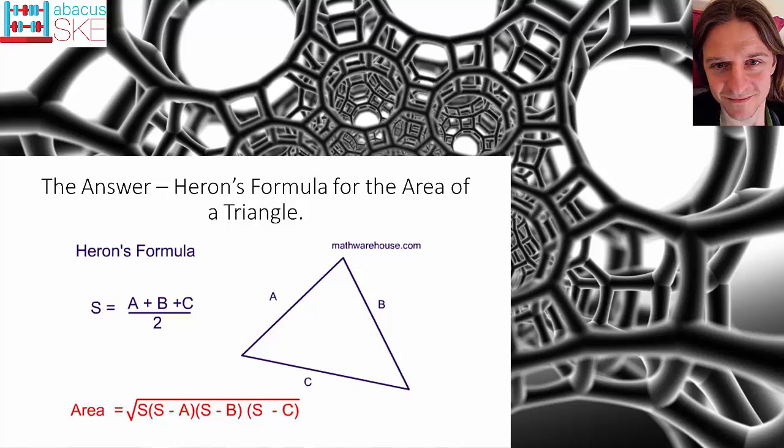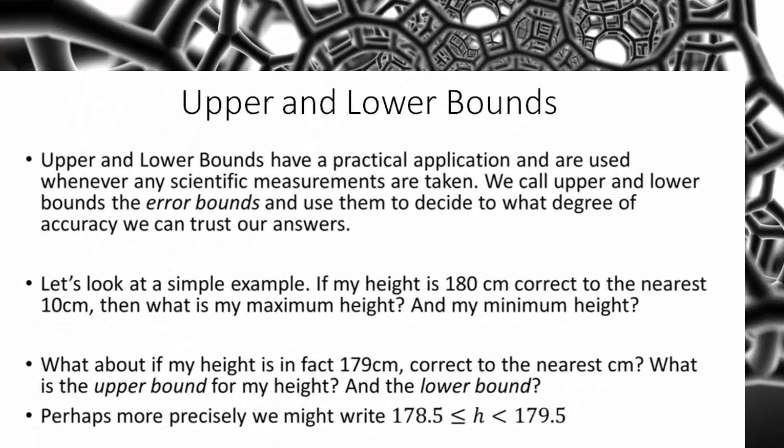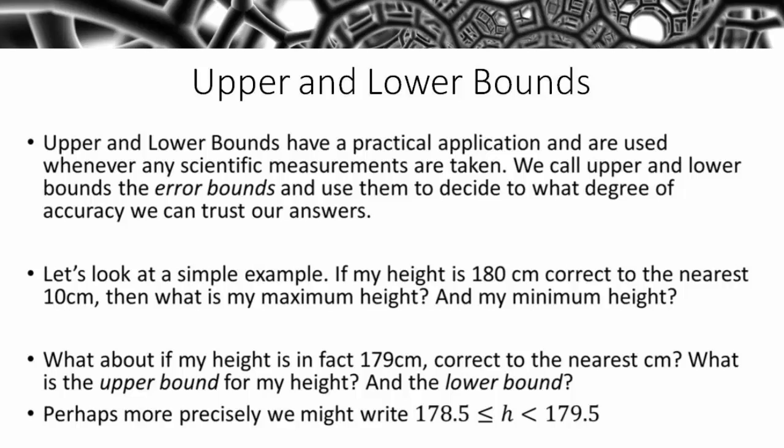Next up is upper and lower bounds. So, upper and lower bounds are actually quite an important topic. They have real practical application and are used all the time whenever scientific measurements are taken. Because if you take a scientific measurement, you need to know the degree of accuracy with which your measurement was taken. Because obviously it can affect your results if you're later plugging it into a formula.